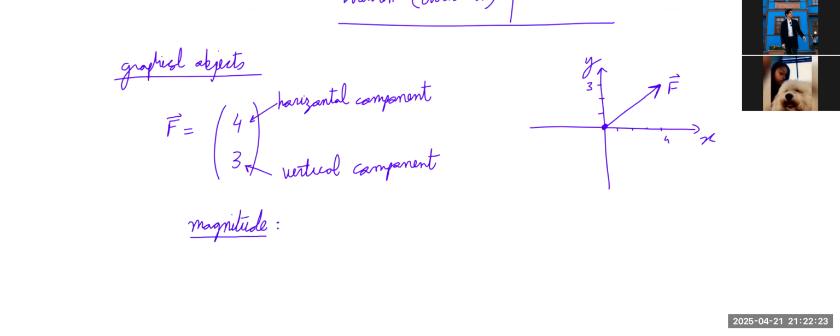You basically first, this is how you write it. This means magnitude of vector F. Okay, so these two lines mean magnitude. And how do you find it? Just do the horizontal component squared plus the vertical component squared and square root.